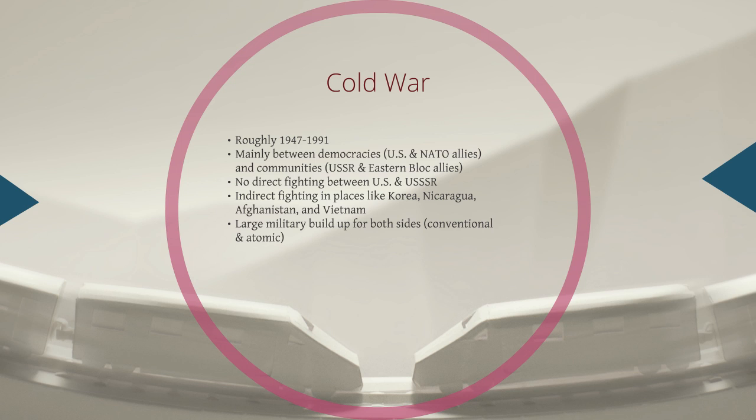And there's no direct fighting, but there's indirect fighting in places like Korea, Nicaragua, Afghanistan, Vietnam, the Cuban Missile Crisis. There's all these indirect conflicts, and there's all this almost fighting. There's a lot of times we come close to fighting them. There's a lot of tension between the two sides. There's a large military buildup, and it's really this conflict between ideologies and communism and capitalism. And so what we're going to be looking at is those specific conflicts. How do they affect us? How do they affect the world? We won't be able to touch on everything that happens in 1947 to 1991, but we'll touch on 5 or 6 of the major ones.